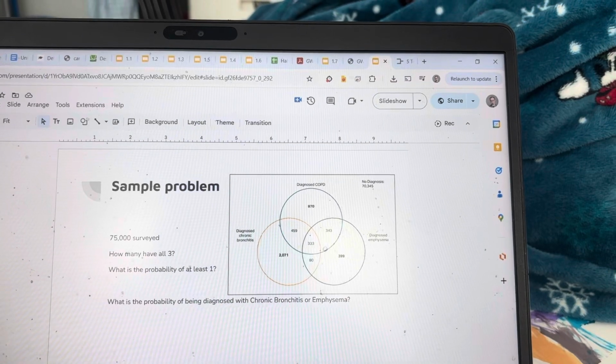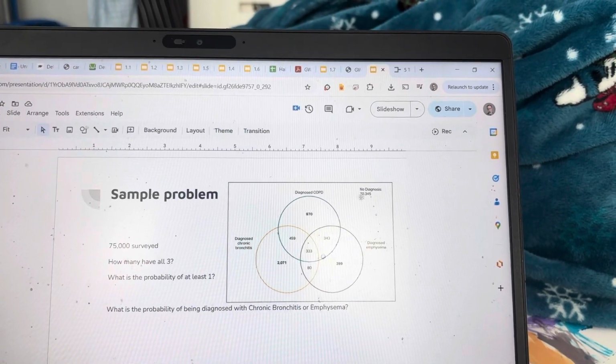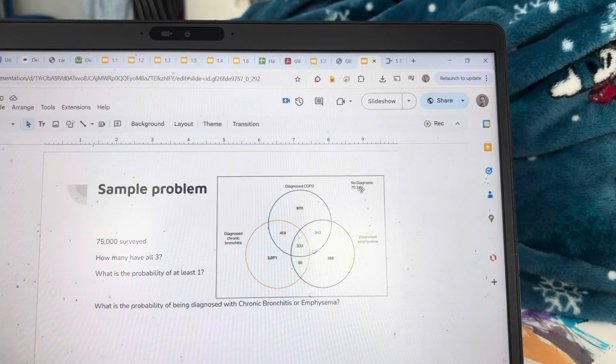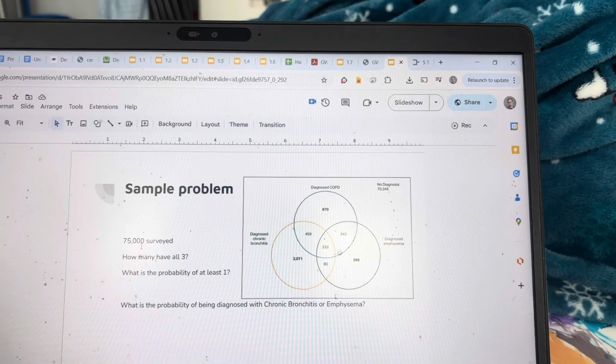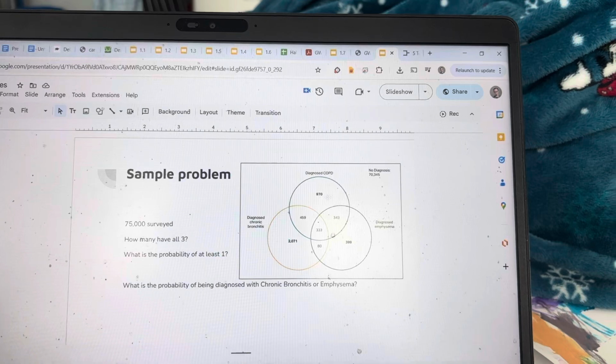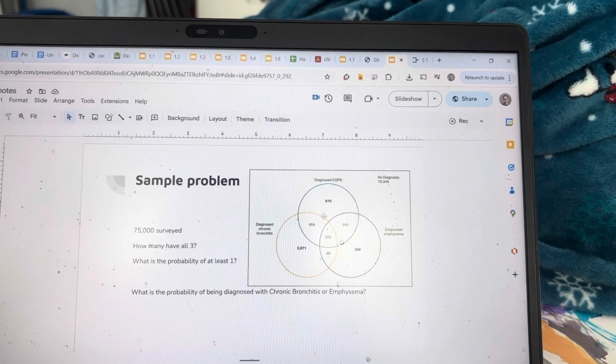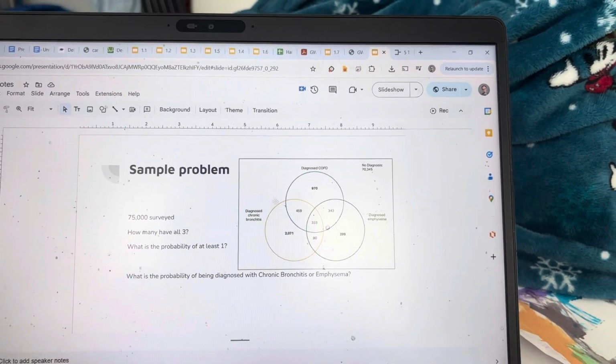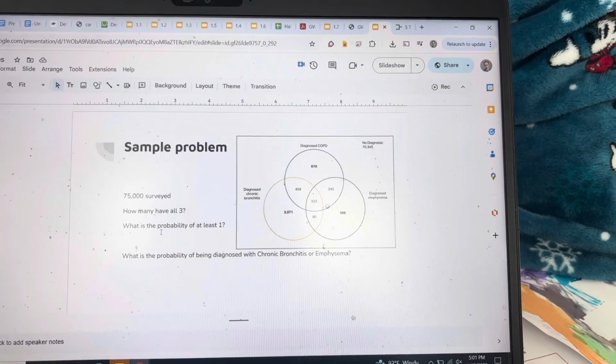The other thing you can do is, for the probability of at least one, we would take 70,345 and divide that by 75,000. That's your probability of not getting diagnosed. And then you just subtract that from 100%. That would give you everybody else.